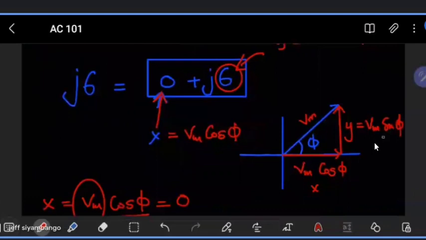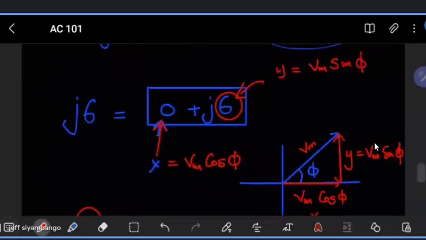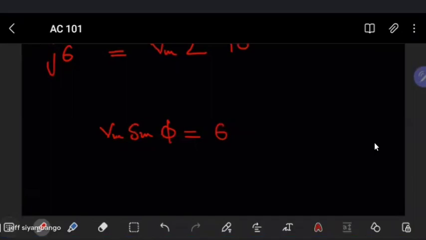So this is how we'll get what y is. According to this part, the imaginary part is actually just 6, implying that Vm sine phi must be equal to 6. Have a question? Yeah, I wanted to ask, could you please repeat how you got the y, on your screen first?